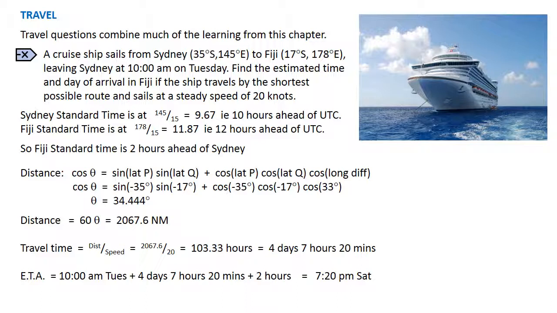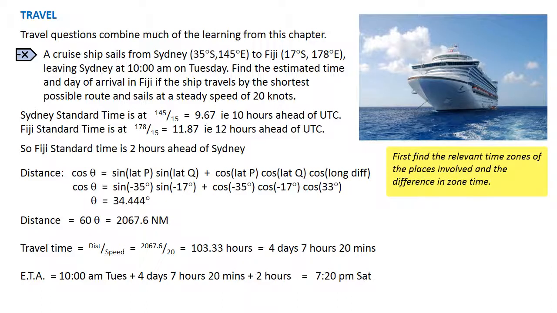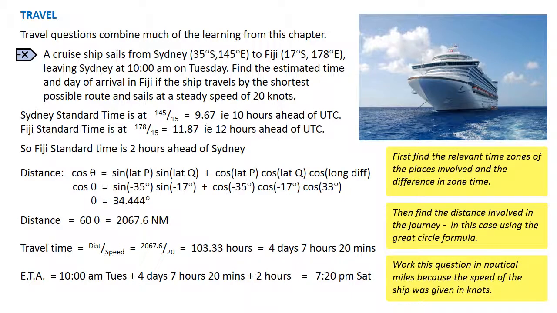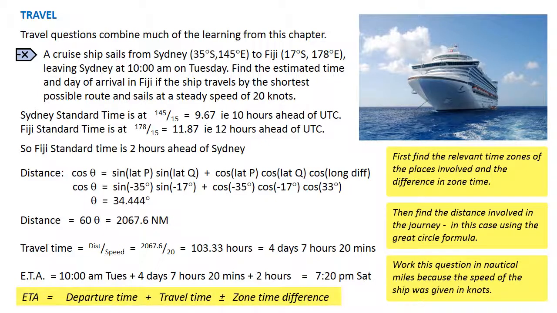We are asked to find the estimated time of arrival of a cruise ship, given the locations of its starting and finishing ports and its speed. The first step is to find the relevant time zones of the locations involved and the difference in zone time. Then we use an appropriate formula to find the distance between the two locations. The time taken for the journey can be found using the formula time equals distance over speed. The estimated time of arrival is then determined by taking the departure time, adding the travel time, and then allowing for the time zone difference between the places. We'll work on some of these examples together.